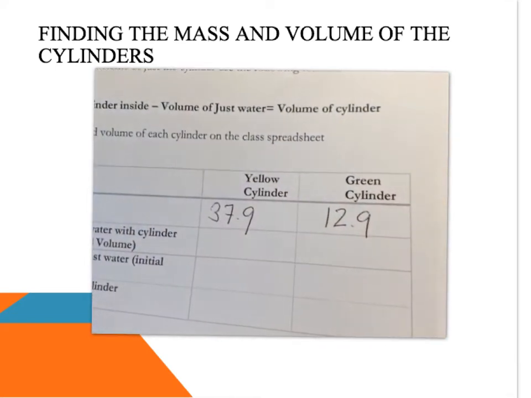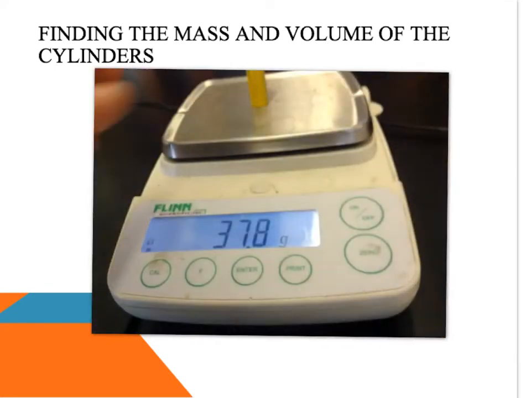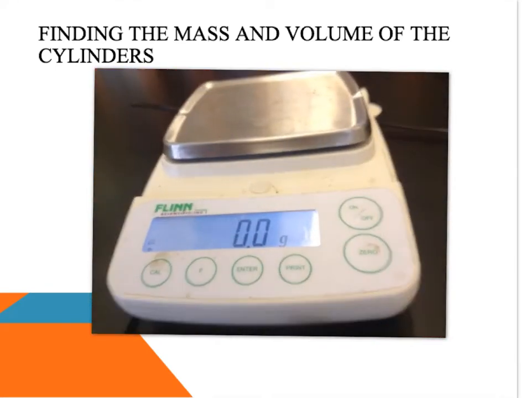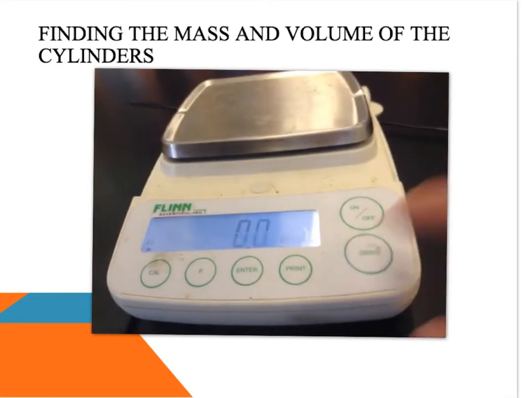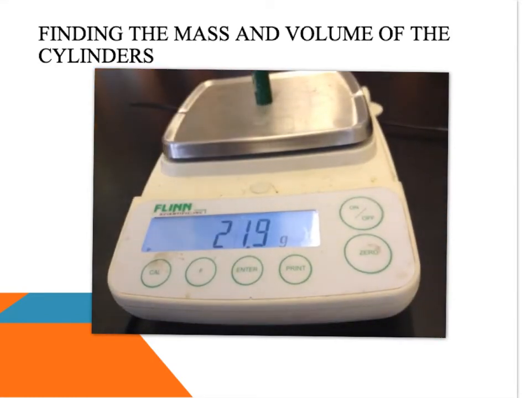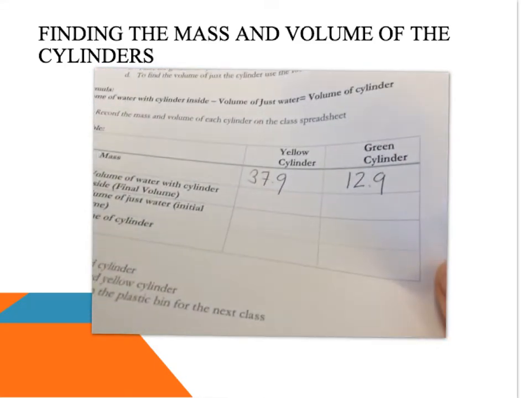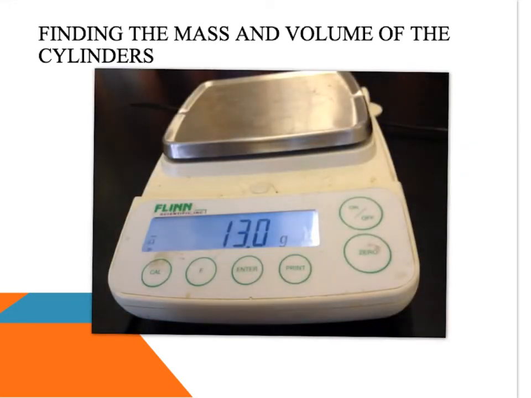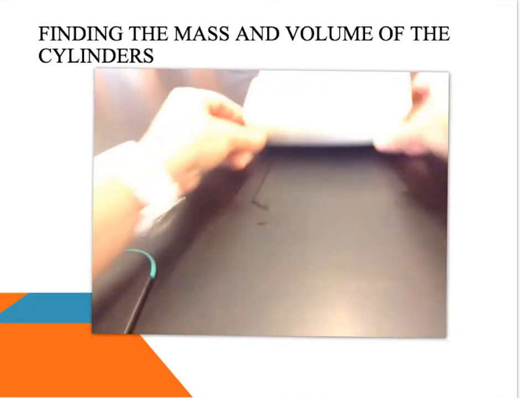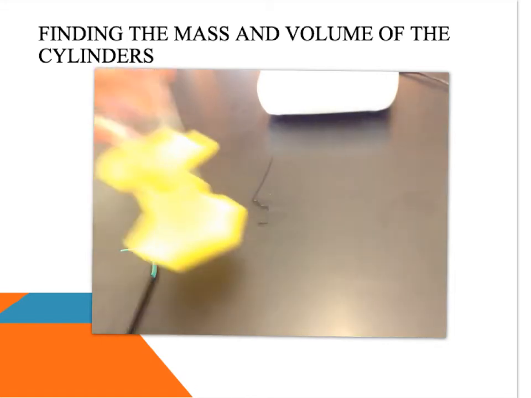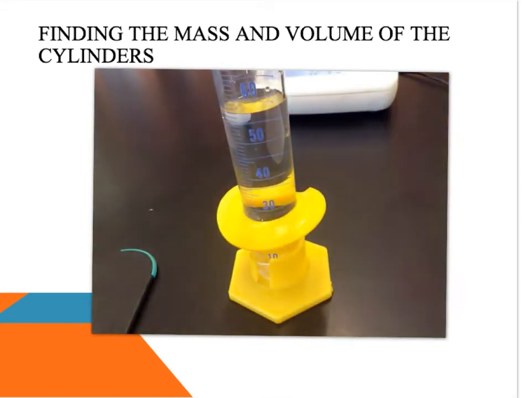So the mass is 37.9 for the yellow, and I'm going to repeat the same thing, the green one, ensuring that it is 0. Put my green one on there, okay? And so I have both of my masses recorded. The next thing that you need to do is find the volume of the cylinders. So you're going to find the volume of the cylinder by a method called water displacement.